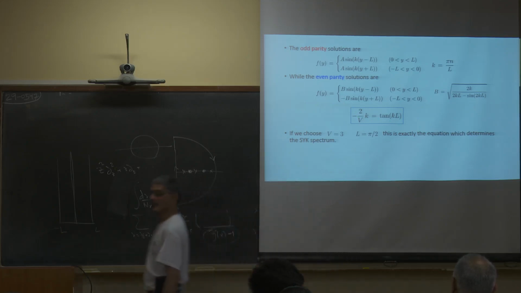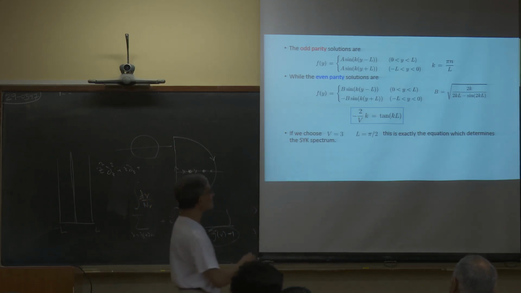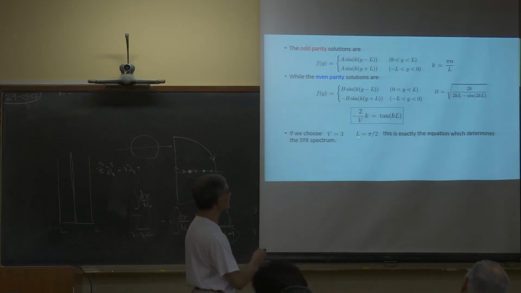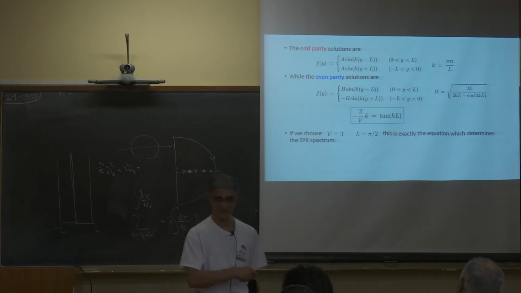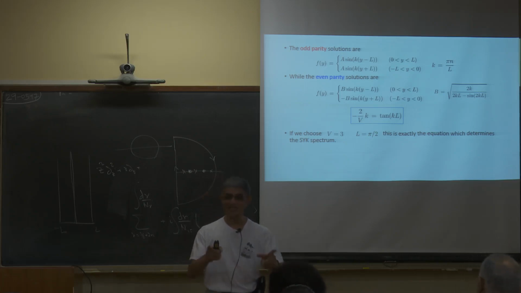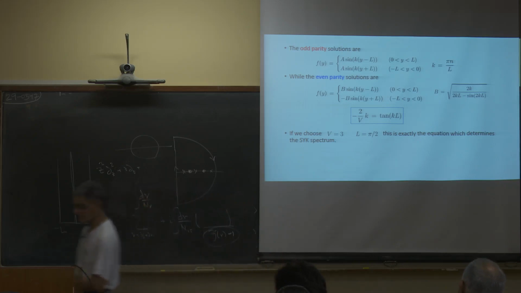Okay? It becomes exactly that equation if you choose V as 3, L as pi upon 2, and these are all in AdS units. Okay? So, the size of the extra dimension, it is really an extra dimension, it is of the order of the AdS scale, it is not much smaller than the AdS scale.